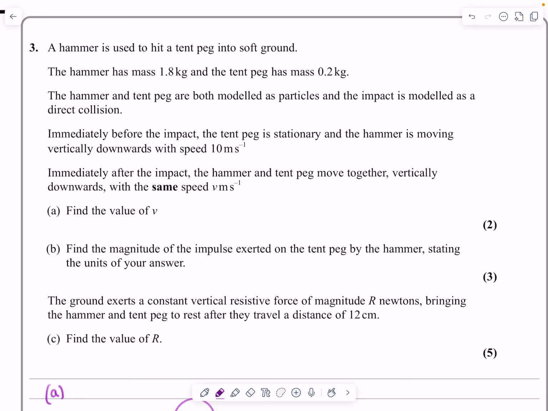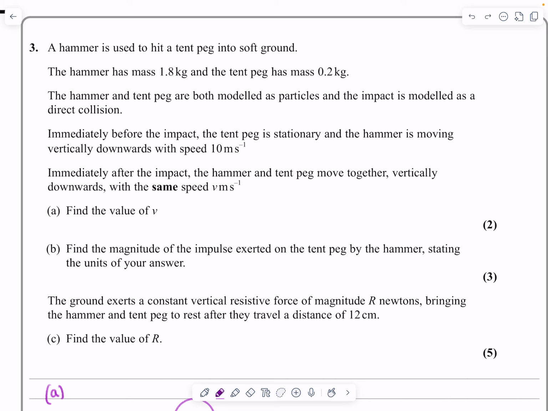Okay, this is the M1 paper from October 2023. It's question number 3, and this is a collisions question, but actually there's going to be some conservation of linear momentum as always. There's a little bit of SUVAT in there, and there's even some dynamics as we go through the question. So let's get started and read into it to see what we've got to do.